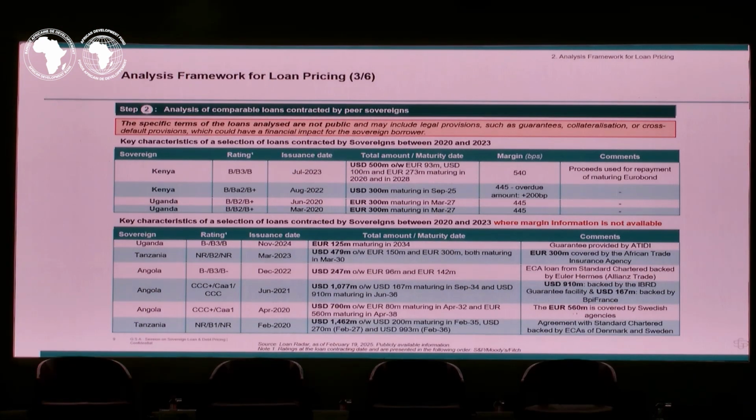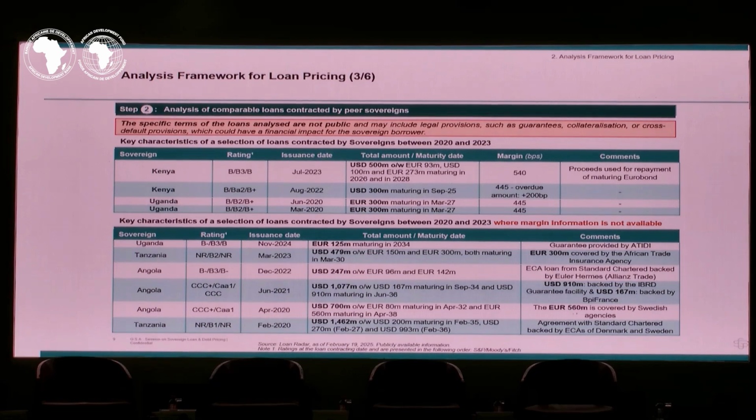The Angola 2021 IBRD-backed loan is a great example of how a CCC rated country managed to secure a loan by using an enhancement credit mechanism.